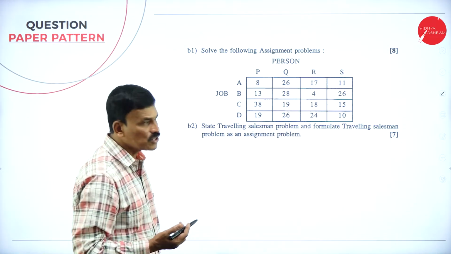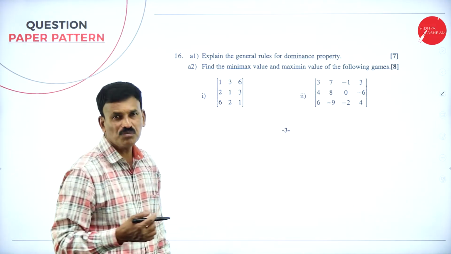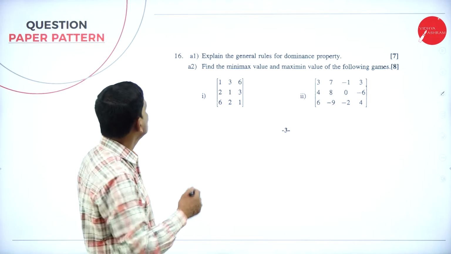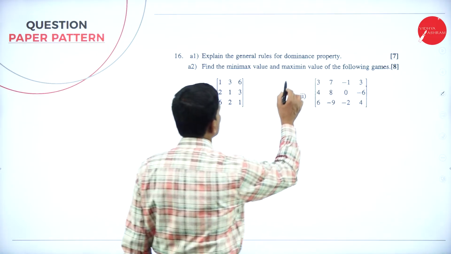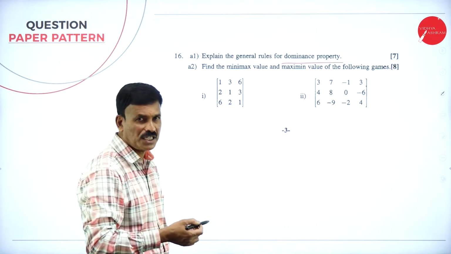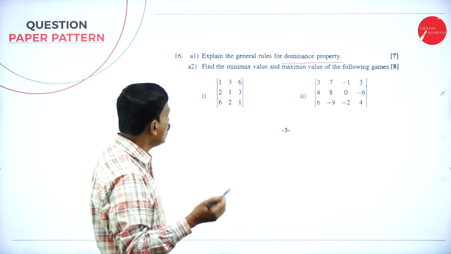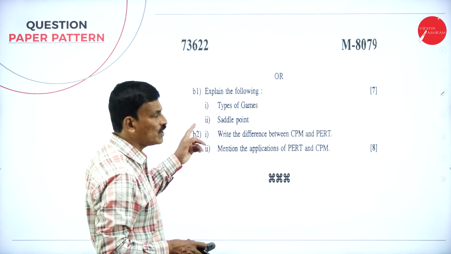Now the last question is the 16th question, which is from unit 4, that is game theory. Explain the general rule of dominance property and minimax value and maximin value in a game. The problem is just very simple, you can answer this question, or you can answer B1 and B2.